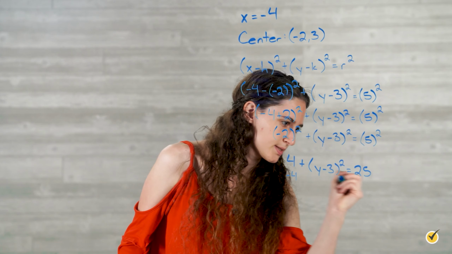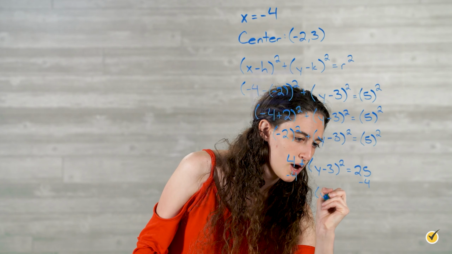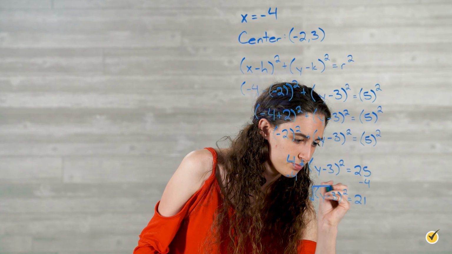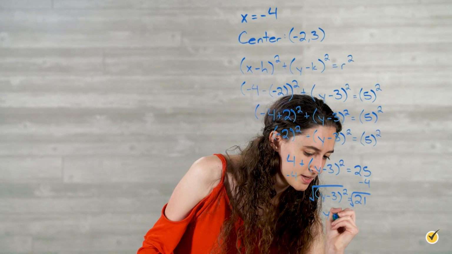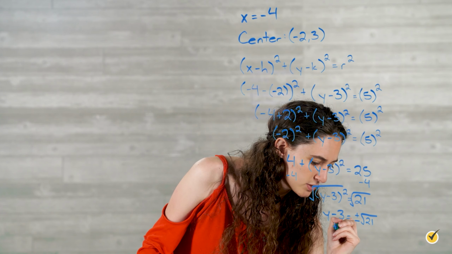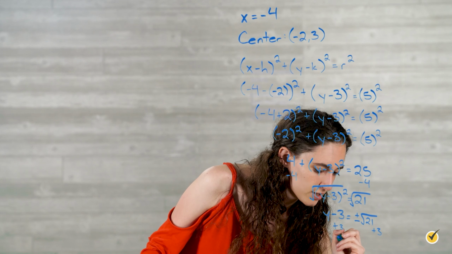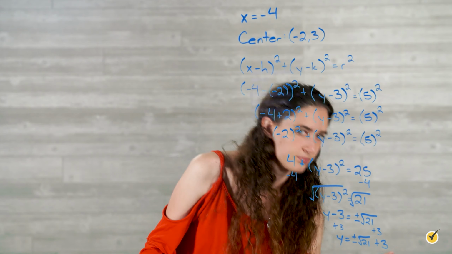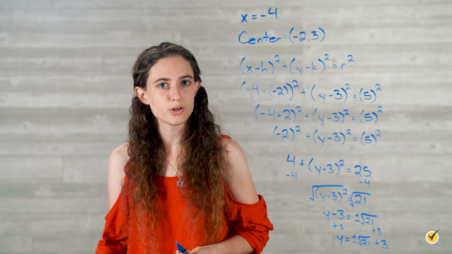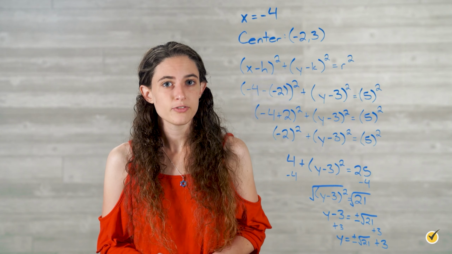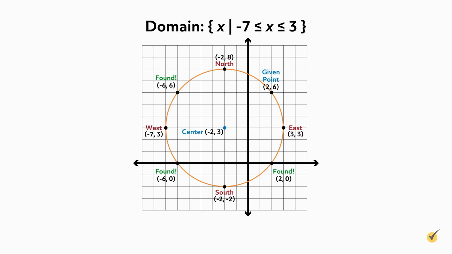Now we'll subtract 4 from both sides. This gives us y minus 3 squared equals 21. And we'll take the square root of both sides. That leaves us with y minus 3 is equal to plus or minus root 21. And all we have to do is add 3 to both sides. So our answers are y equals plus or minus root 21 plus 3. So the two values are the square root of 21 plus 3 and the negative square root of 21 plus 3. If we're plotting those points on a graph, we can estimate their value by using a calculator to find that our y values are approximately 7.58 and -1.58.